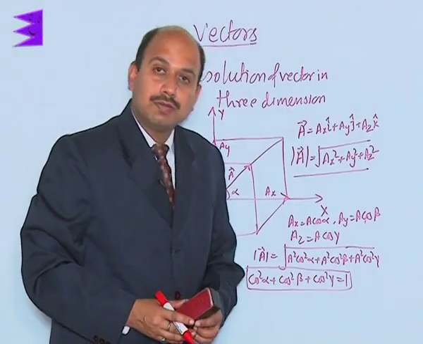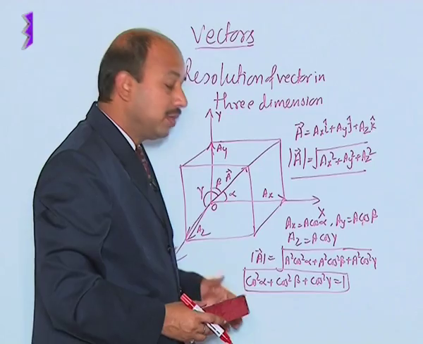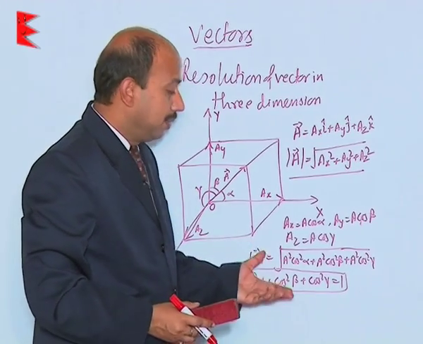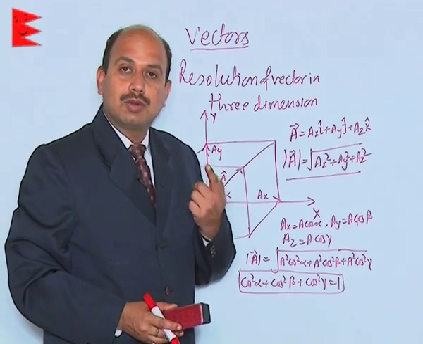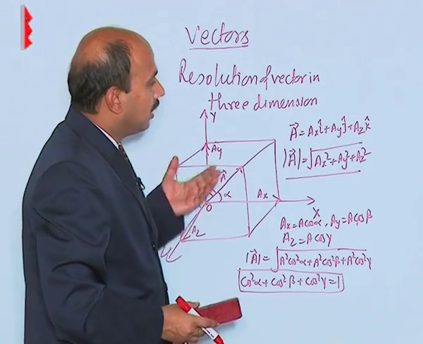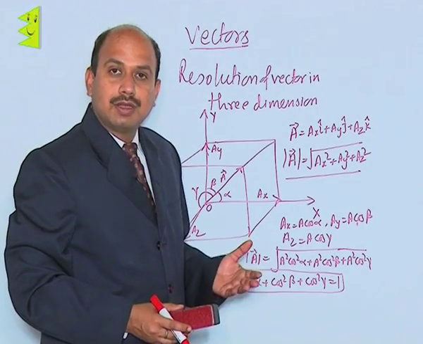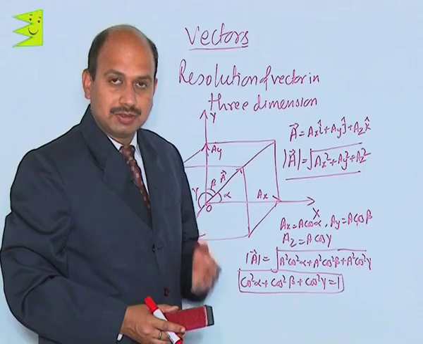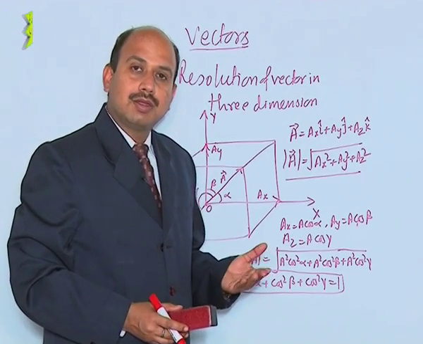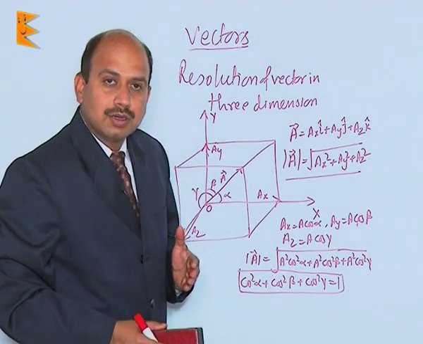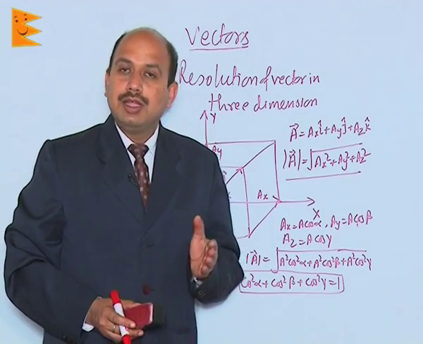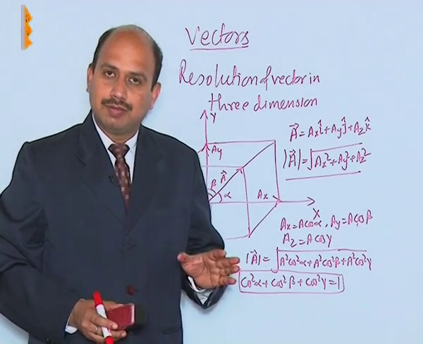It means the sum of the squares of the cosines of angles alpha, beta and gamma is equal to unity, that is equal to 1. So, this was the resolution of vector into 3 dimension. But see here, resolution of vector for a given vector is actually unique. It has got a unique component for the given vector.